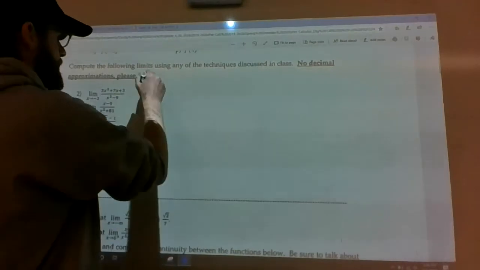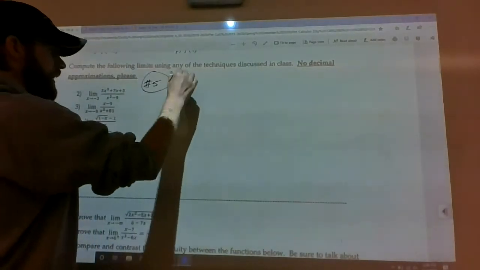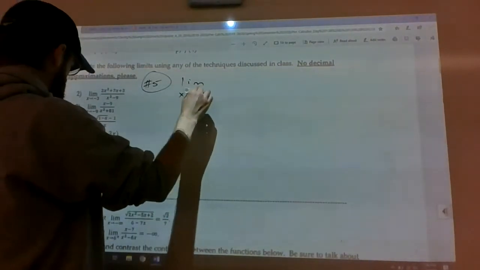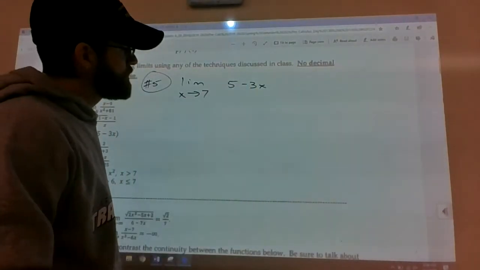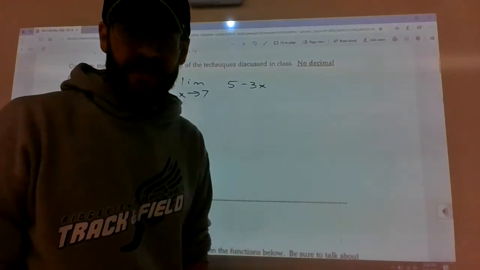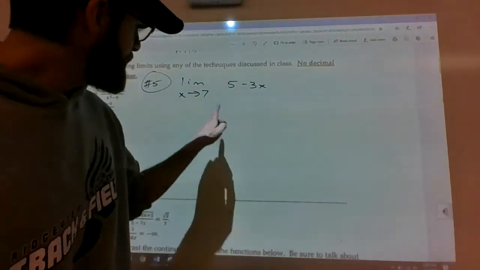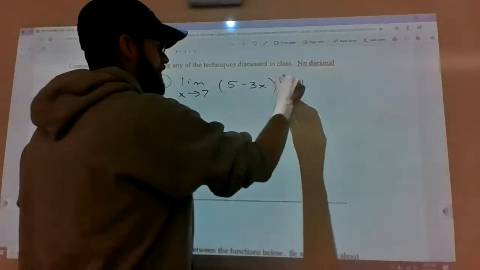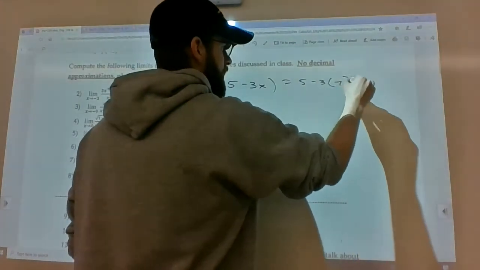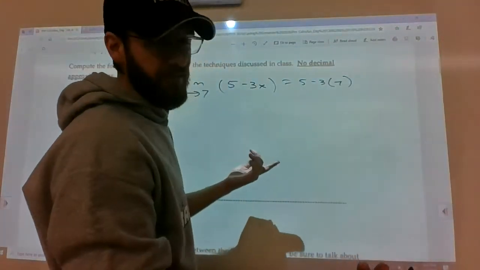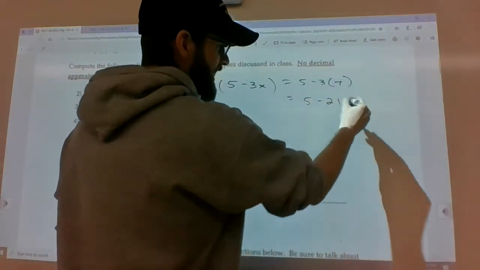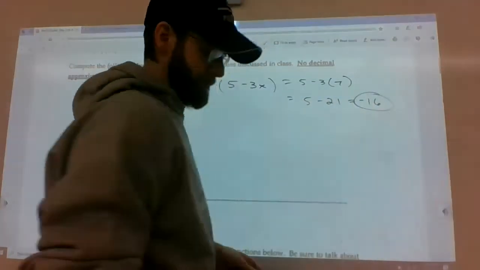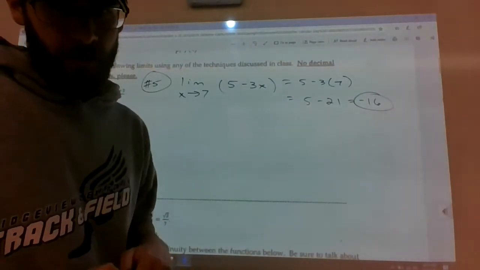Number 5. The limit as x approaches 7 of 5 minus 3x. What, is this a joke? 5 minus 3x doesn't even have a domain issue. I could plug 7 in right away. I guess I got to know my order of operations, but come on now. 5 minus 21, that's negative 16. Bam. You got to knock those out of the park, okay?